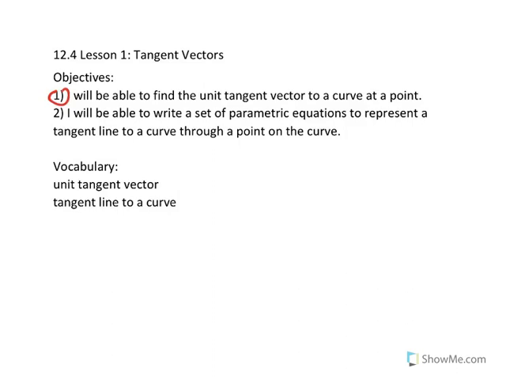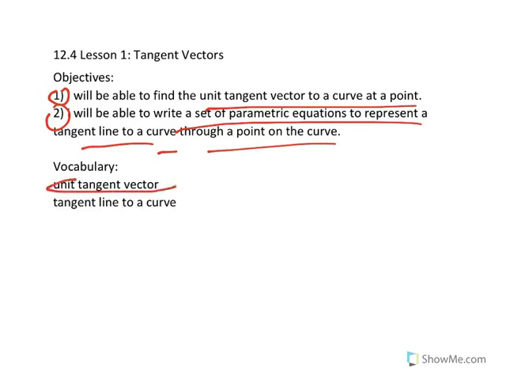So today we looked at finding the unit tangent vector to a curve at a point and writing a set of parametric equations to represent a tangent line to a curve through a point on the curve. And we used vocabulary such as unit tangent vector and tangent line to a curve.